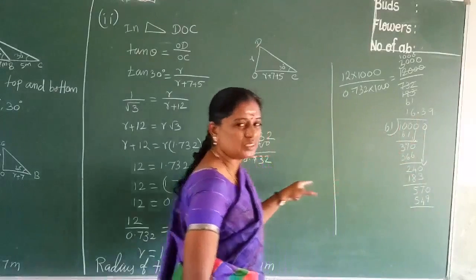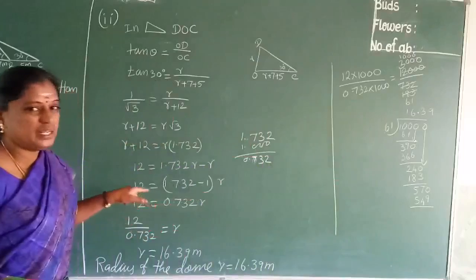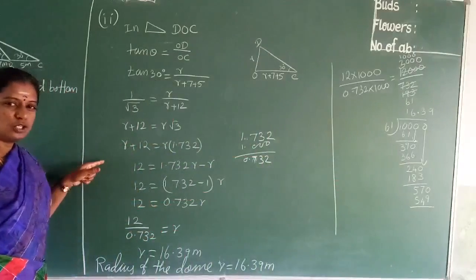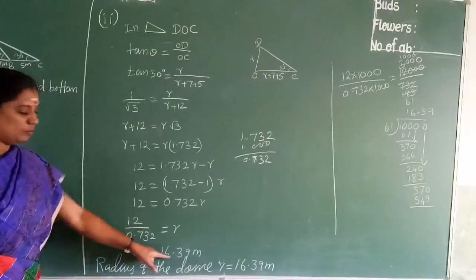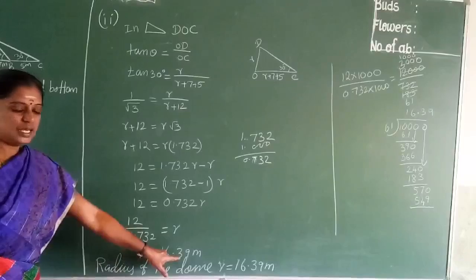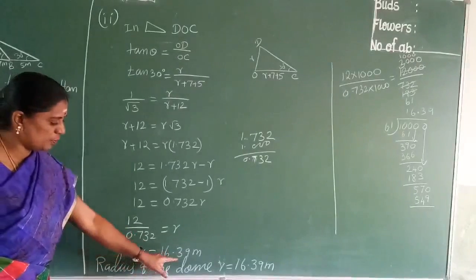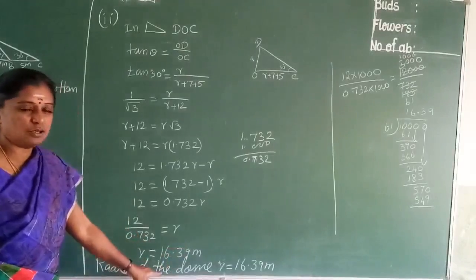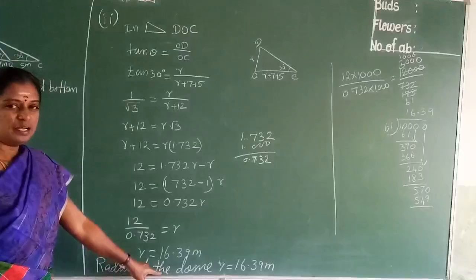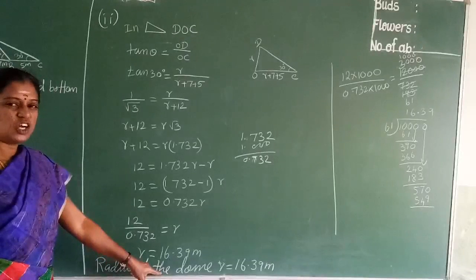This is the lower class work you studied, no? Multiplication and division: you work it out in a rough column and then write it here clearly. Minimum 2 digits is enough. Clear? So at last R is equal to 16.39 meter. Therefore the radius of the dome R is equal to 16.39 meter. Clear? First draw the diagram neatly.